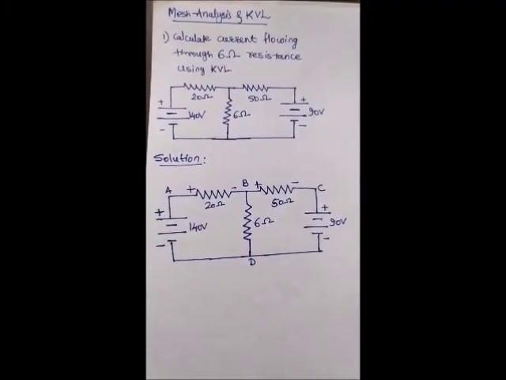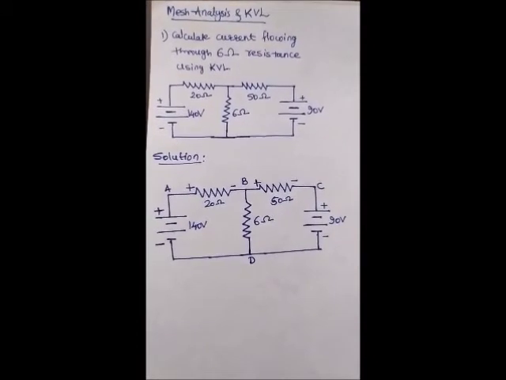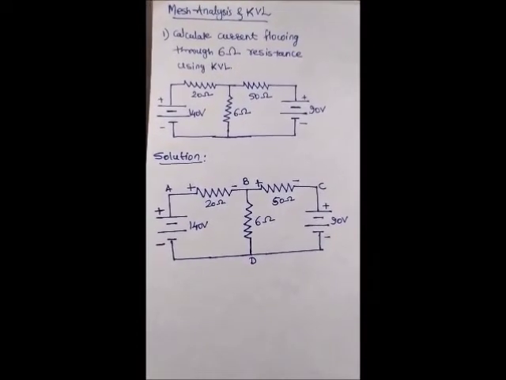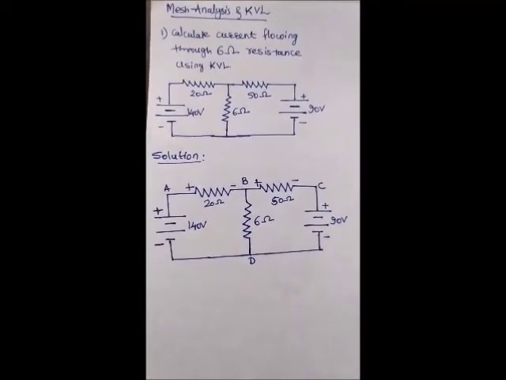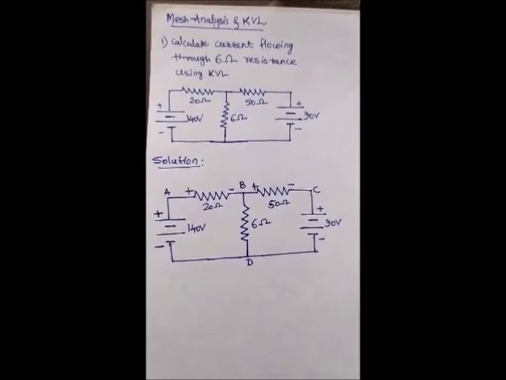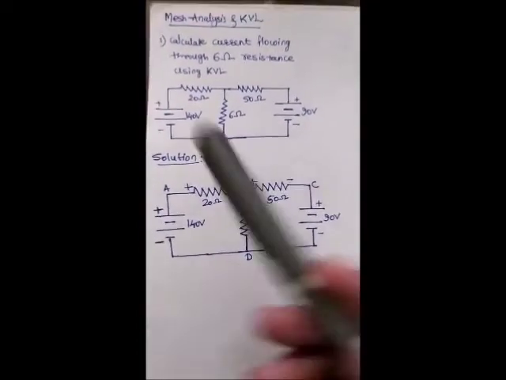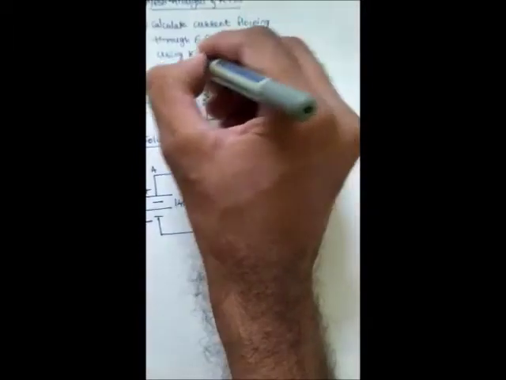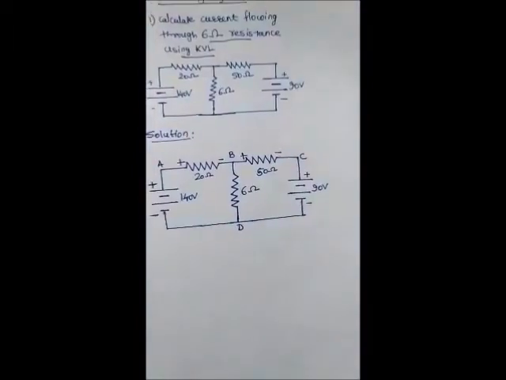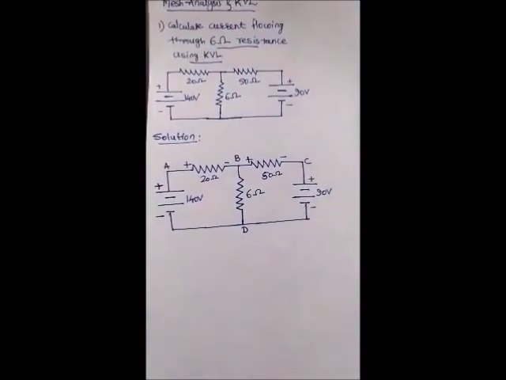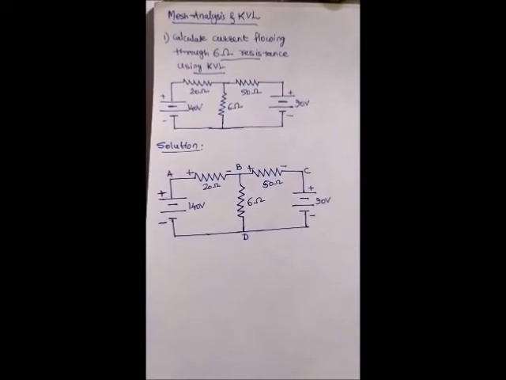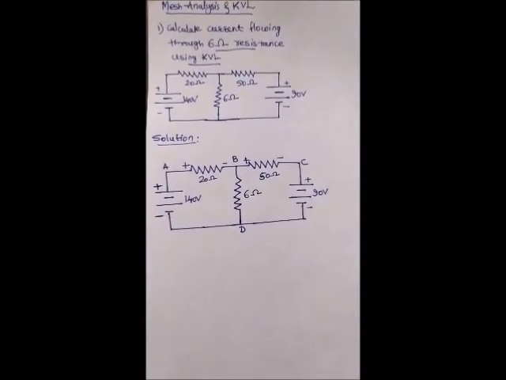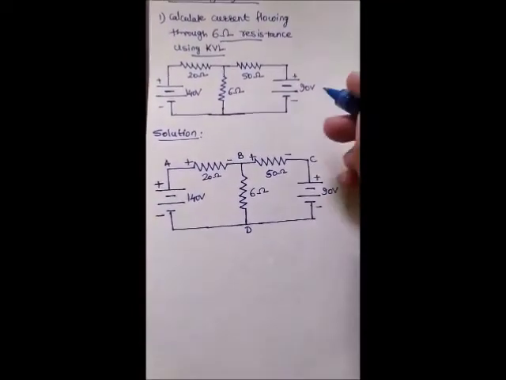In last lecture we have discussed the theory part of the mesh analysis. In today's lecture we are going to discuss the numerical on mesh analysis and KVL. So here is one numerical that calculates the current flowing through 6 ohm resistance using KVL. KVL means Kirchhoff's voltage law, and by using Kirchhoff's voltage law we have to calculate the current flowing through the 6 ohm resistance. So this is the given circuit.